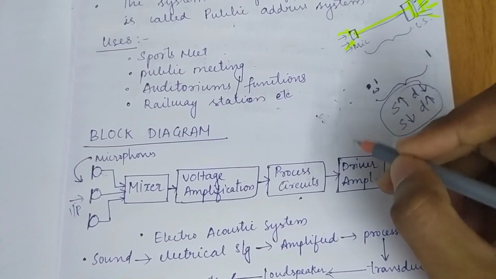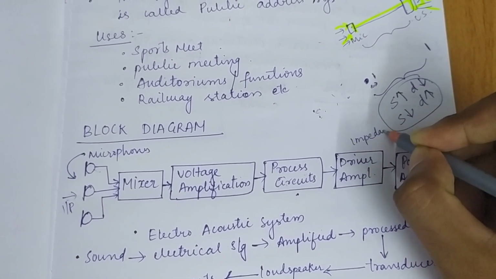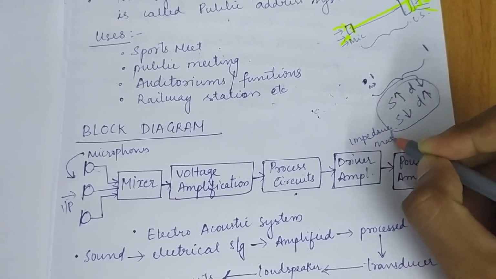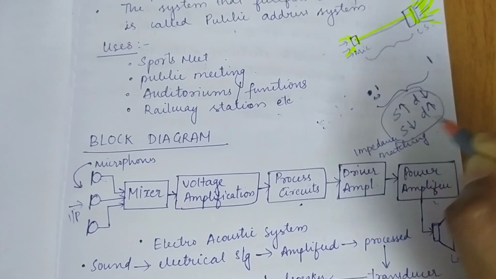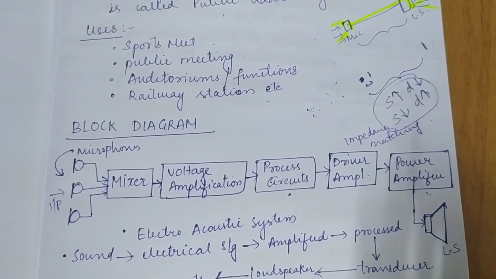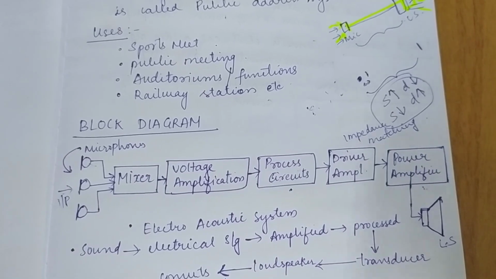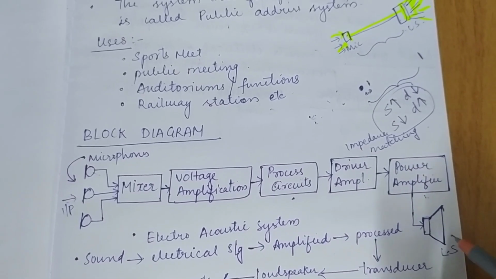So what happens here is impedance matching. Impedance matching between which ones? Between the process circuits and the power amplifier. The power amplifier amplifies the power of the signal, and then it is fed to the loudspeaker.